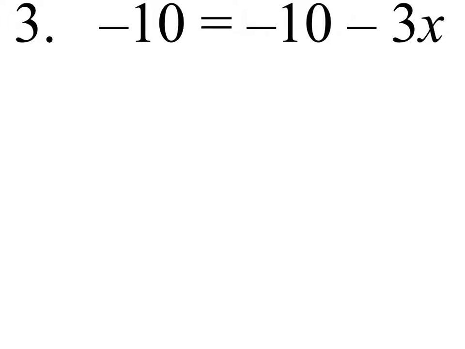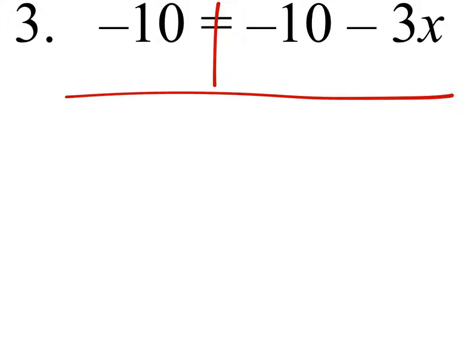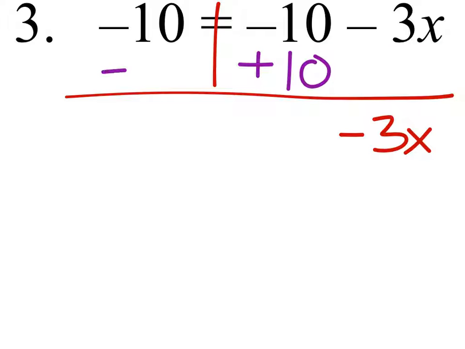Negative 10 equals negative 10 minus 3x. So again, using our T method, radical. We don't want that negative 10 there, but we can keep the negative 3x. So how do I get rid of that negative 10, which is combined with the negative 3x? We need to add it. Very good. We need it to become a 0. So I will add 10 to both sides. And this does 0 out. It becomes a 0 pair. So I got negative 3x equals negative 10 plus 10, which is also 0.